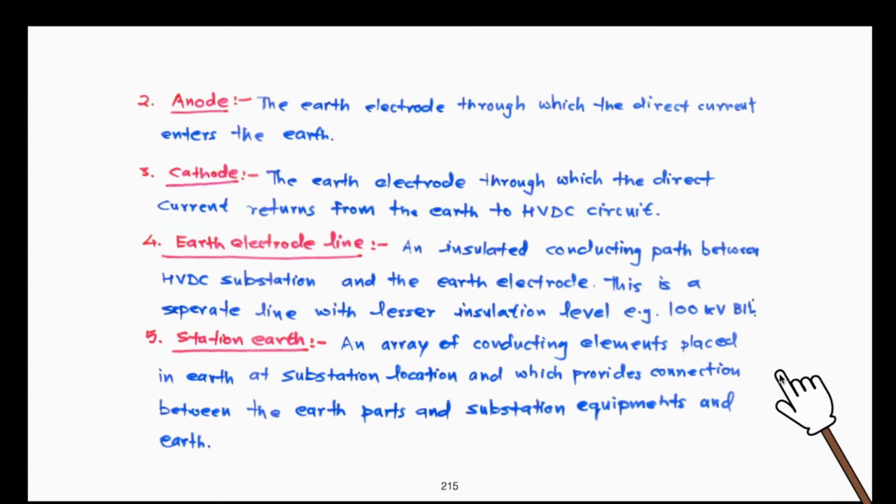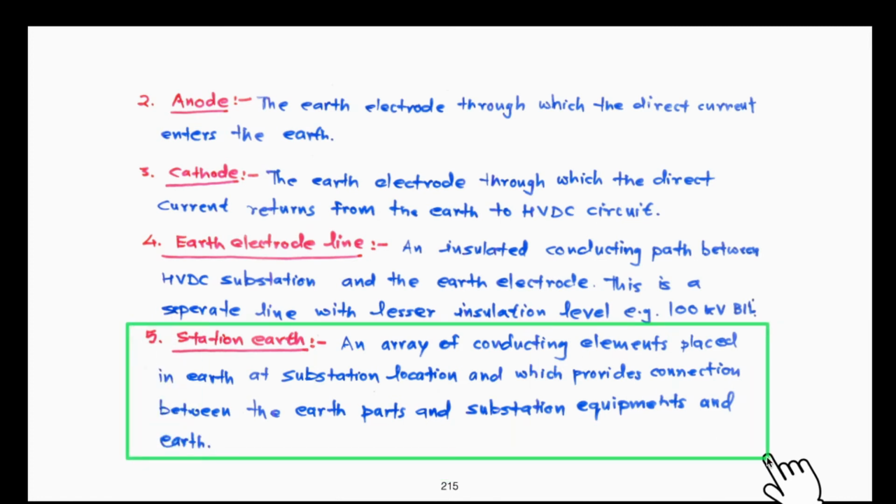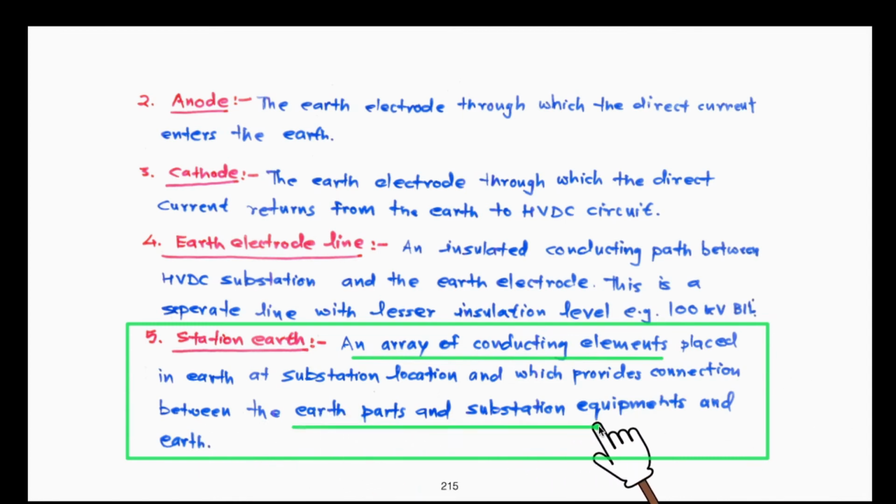Okay. Next, we come across something which we all know. We should not confuse earth electrode and earth return with the station earth. Okay, what is the station earth? Station earth is what we experience when we visit any substation. When we visit any substation, what we come across is basically the station earth. Station earth is actually an array of conducting elements, right, which provides connection between the earth parts and substation equipment. So this is a typical earthing, right?